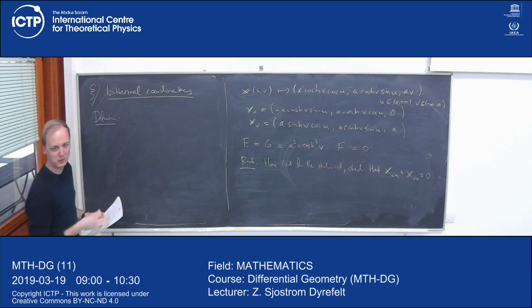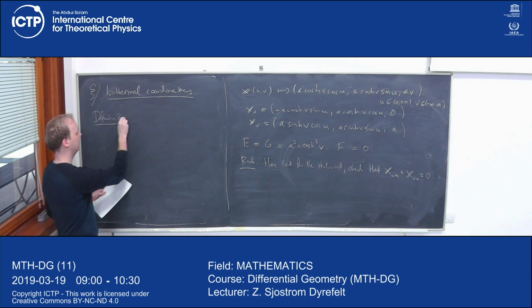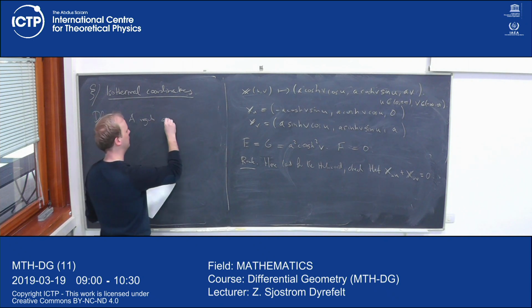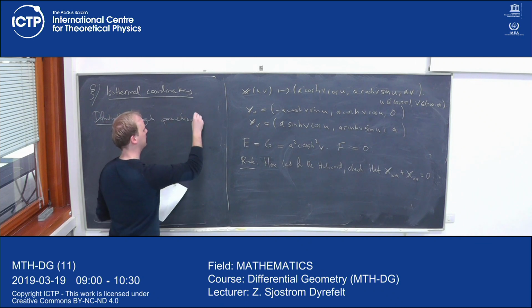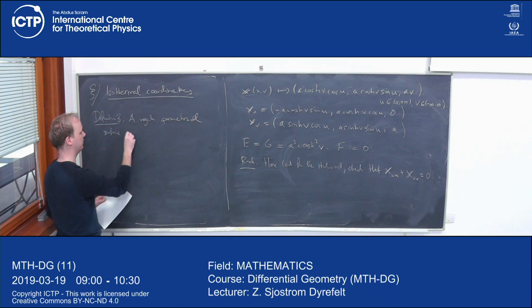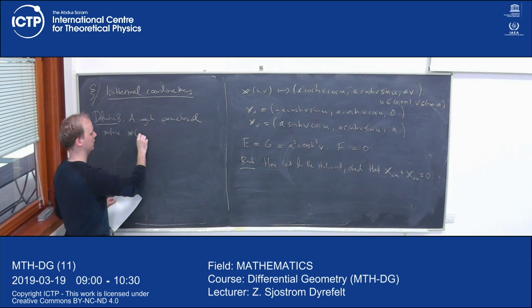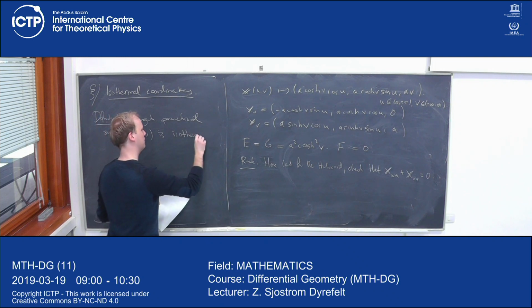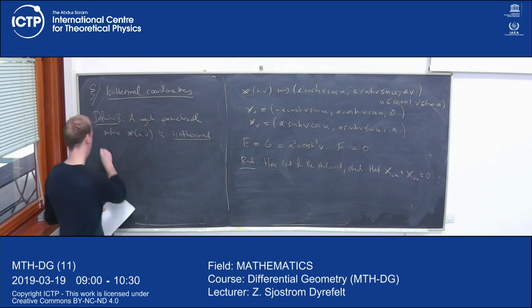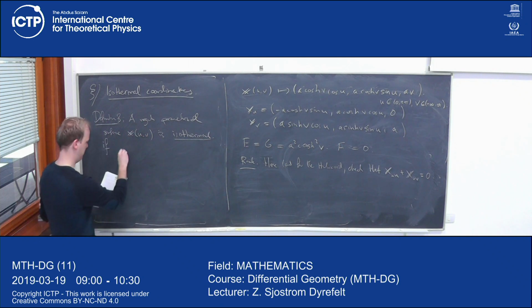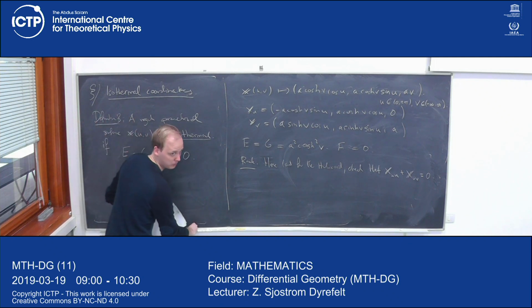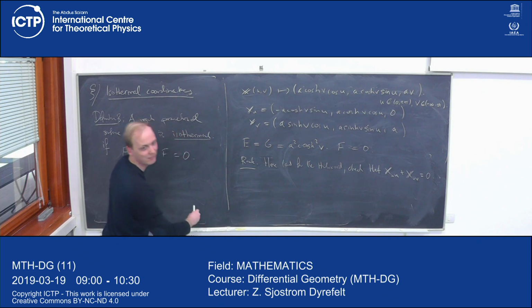Definition, I don't know what number, 2 or 3, probably 3. Okay, so definition 3. A regular parameterized surface, x of u, v, is said to be isothermal if E equals G and F equals 0. Okay, so exactly as in these examples.